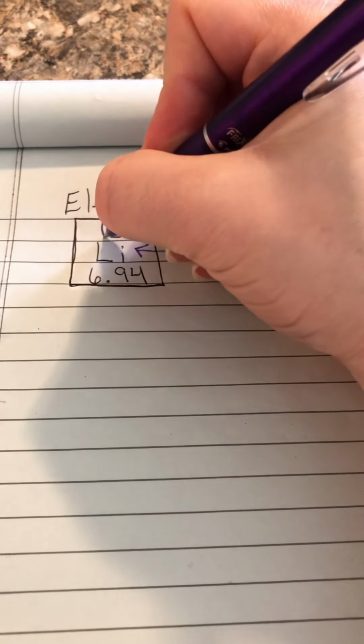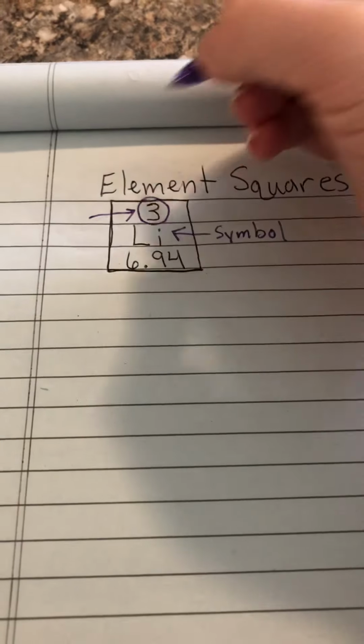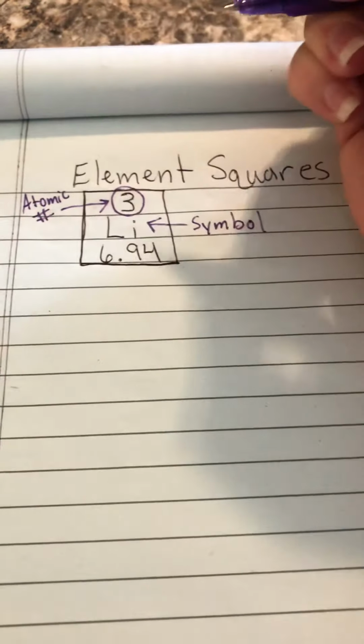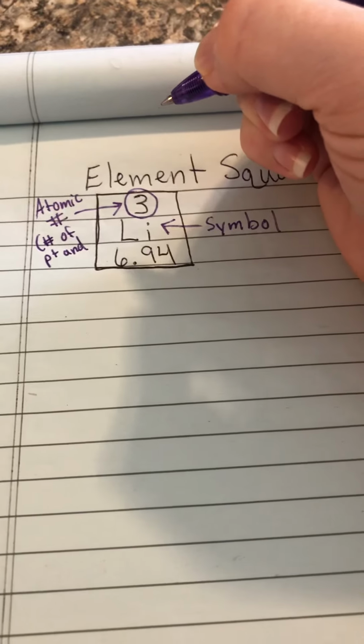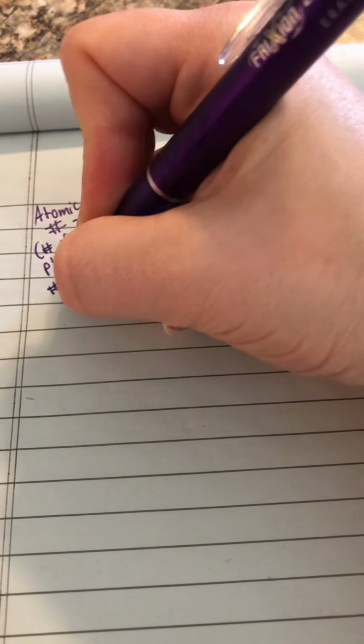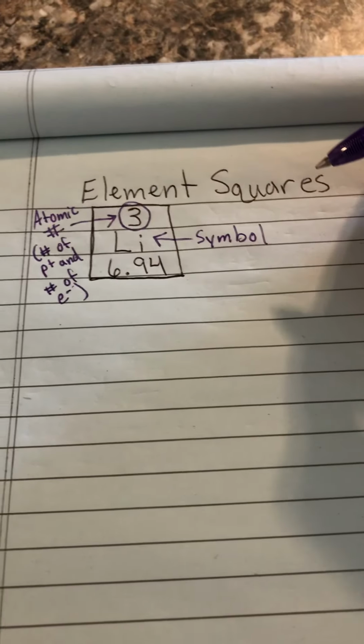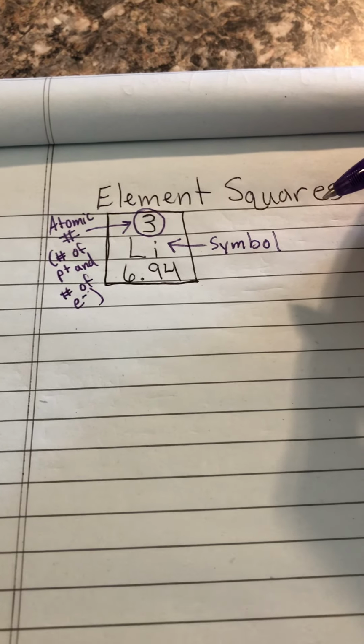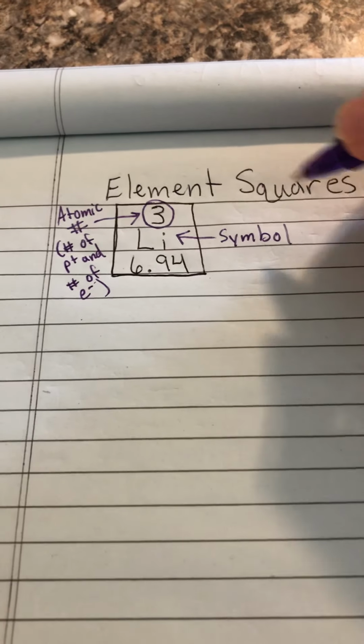The next thing that we want to look at is this 3 on top. This 3 is called an atomic number, and it's going to tell us, I'm going to put this in parentheses, the number of protons, and it's also going to tell us the number of electrons. Okay, so that's very important that we remember. All of that just comes from simply looking at that top number, the number 3.